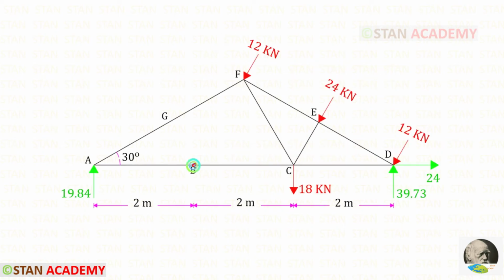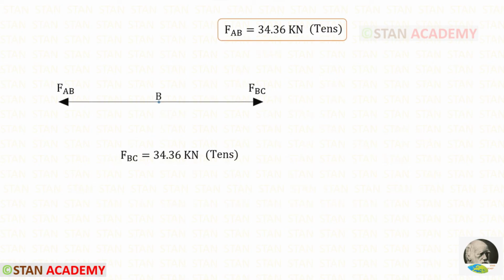Now let us take the joint B. We know that AB and BC are collinear. So for FBC, we have to just apply the value of FAB.